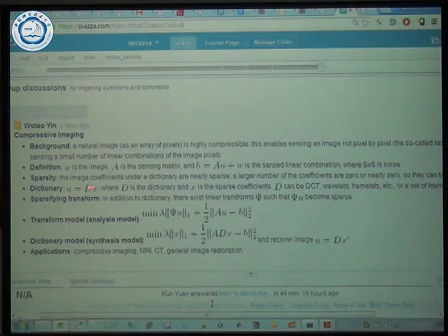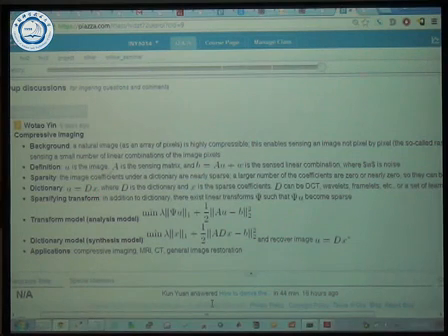Anyway, you have a dictionary that is going to express U, and you're only going to use a small number of non-zero coefficients in X. X will be a sparse vector. Now, how do we recover the image?